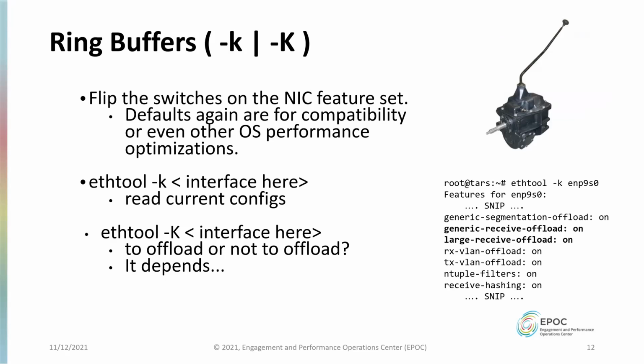Why do we need that? Are there times where you need large receive offload in silicon versus what your kernel is already doing fantastically? Let's turn it off or turn it on, depending on your results and your path. So again, the little K, let's read the configs, the big K, let's do it.